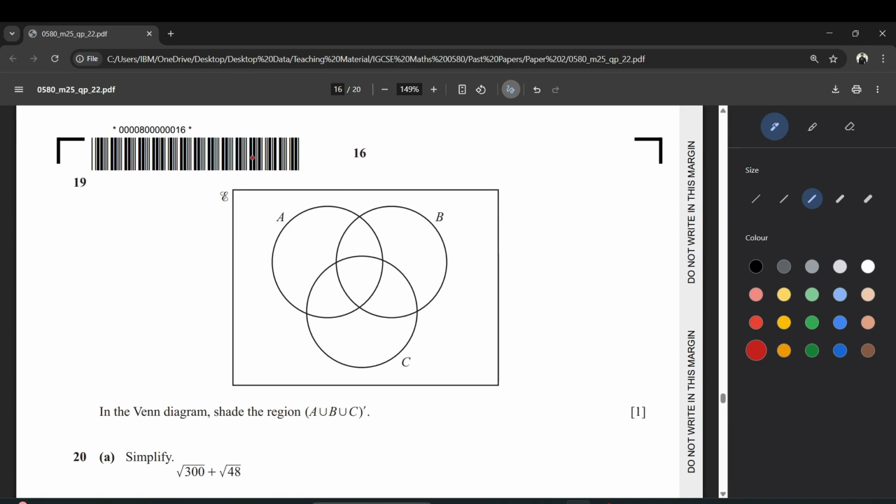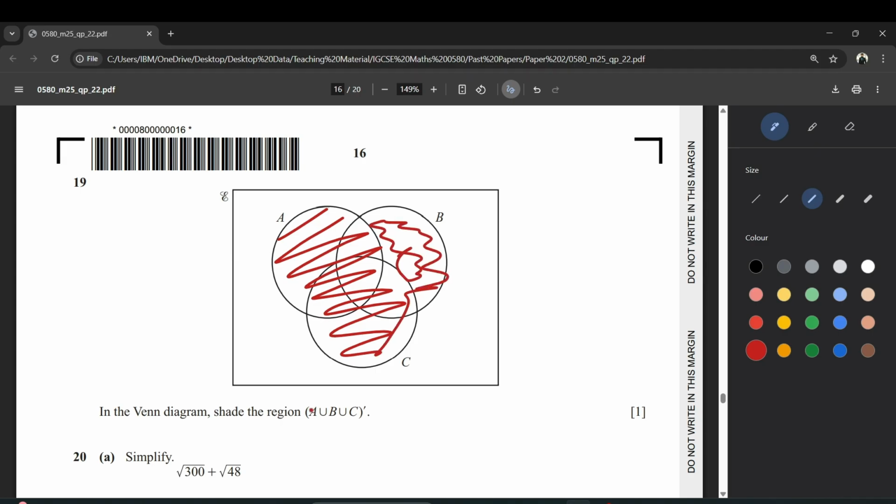All right, question number 19. In the Venn diagram, shade the region A union B union C whole complement. Now, if I just forget about the complement for a second, what you can see here is A union B union C. That means all of this, all of these circles. That is A union B union C.